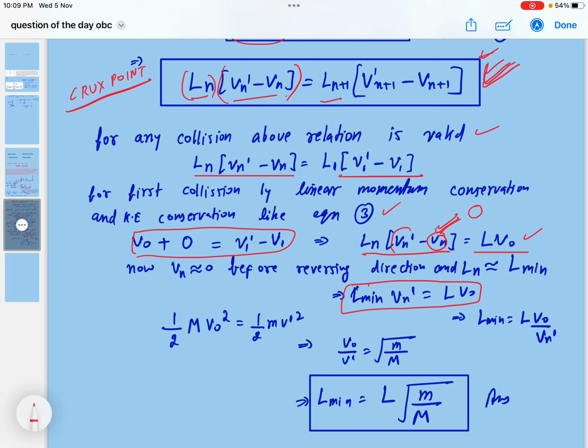Now all the collisions are elastic. Initially only the heavier ball had velocity, so its kinetic energy is this, and at your limiting condition, only the lighter ball is having velocity, right? By kinetic energy conservation, V naught by V dash, you get the root of small m by capital M. So the minimum distance you get is this quantity, beta, right?